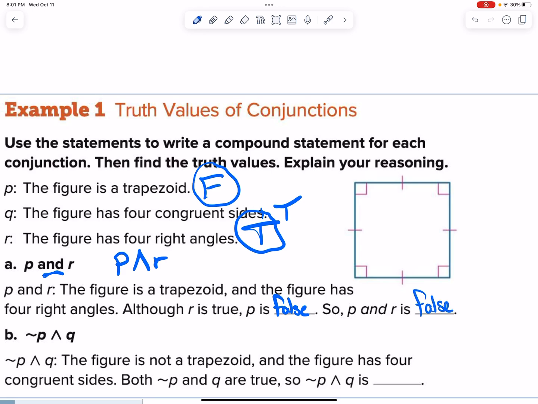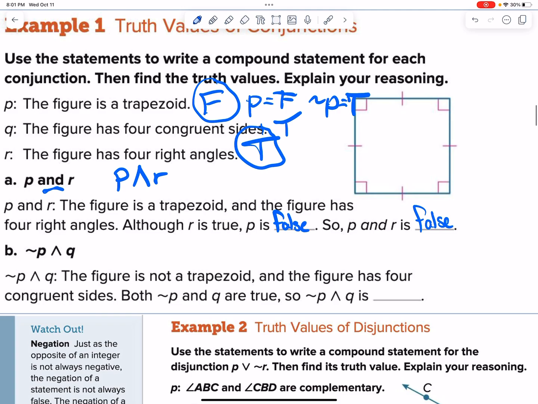Looking at the next one, if I say negate P, so again, the opposite, this figure is not a trapezoid. If the statement itself is true, the negation of the statement has to be false. So if P is equal to true, negate P is false. If P is equal to false, negate P must be true. So the negation of P is true and Q is true. So negate P and Q in this figure are both true, so the statement is true.